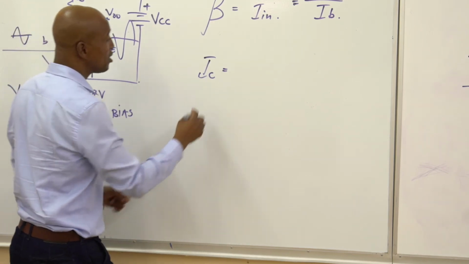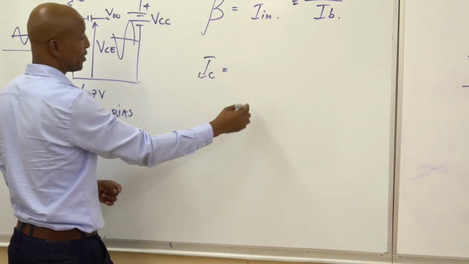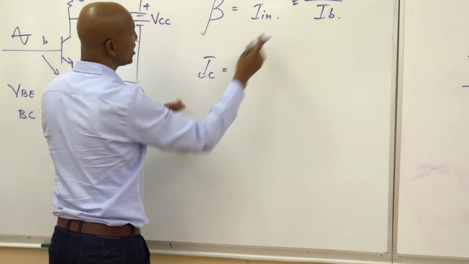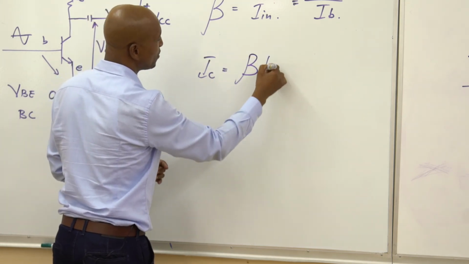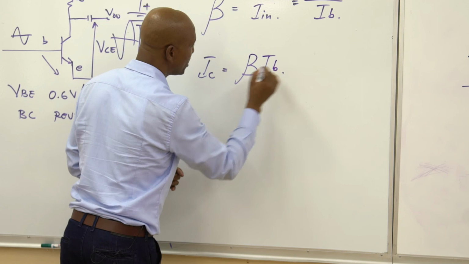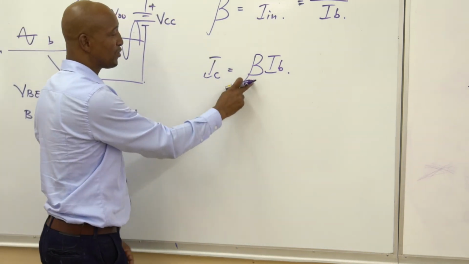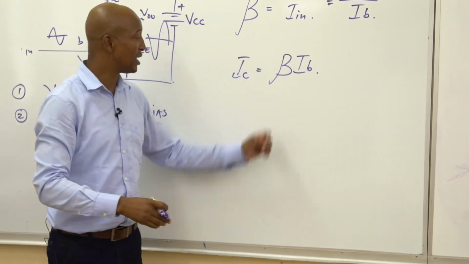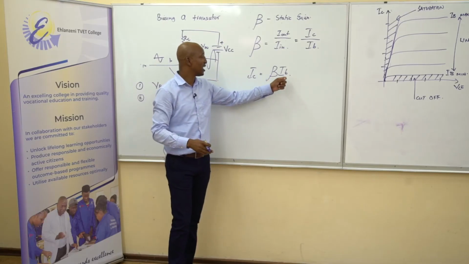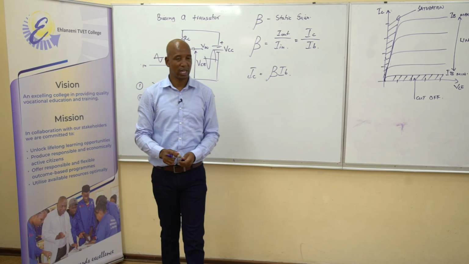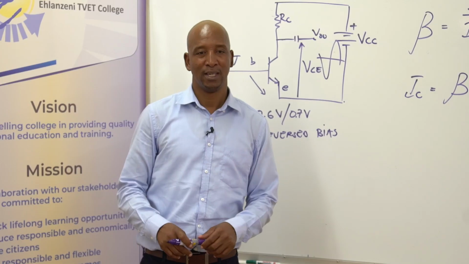Making the output current the subject of the formula, it should be IC equals beta times IB. That is to say, your output current is the gain of the transistor multiplied by the input current of that transistor.